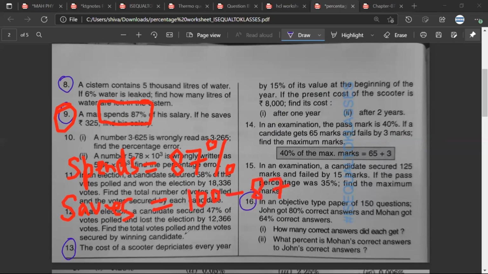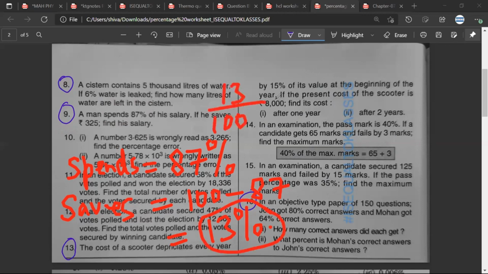Any doubt? No, sir. Sarthak, any doubt? No, sir. Satya, any doubt? No, sir. So this is his saving. 13% of total salary would be equal to Satya.